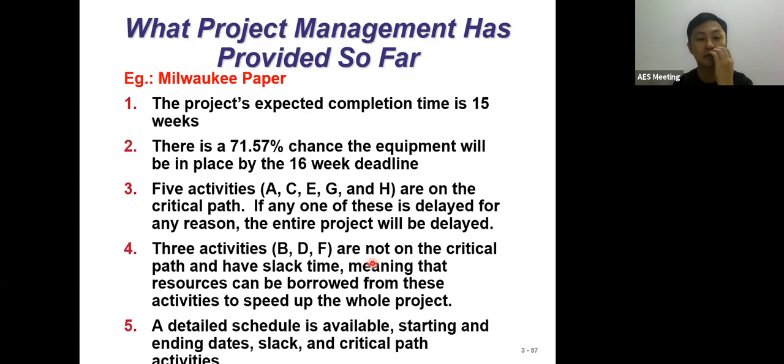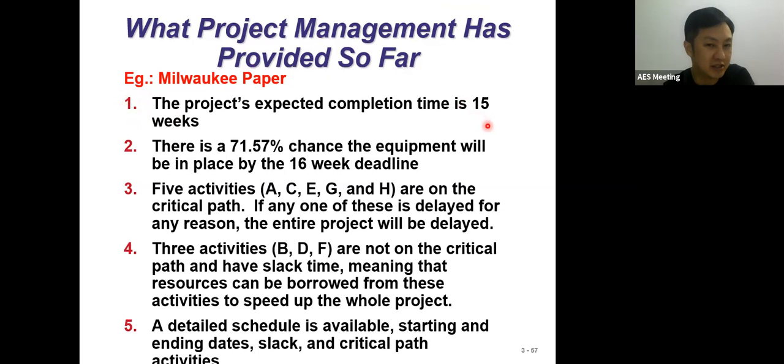Right. Some summary for you. If you try to recall, based on the same project we are talking about here, first and foremost, the project is expected to take 15 weeks. That's why you get the last activity and the earliest finish of 15 weeks here.